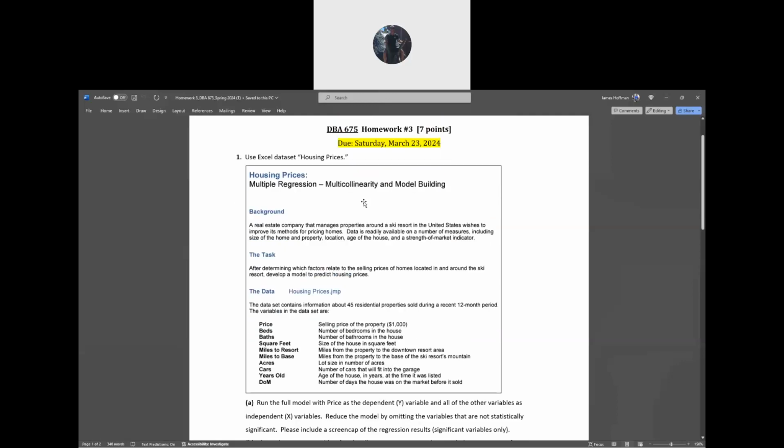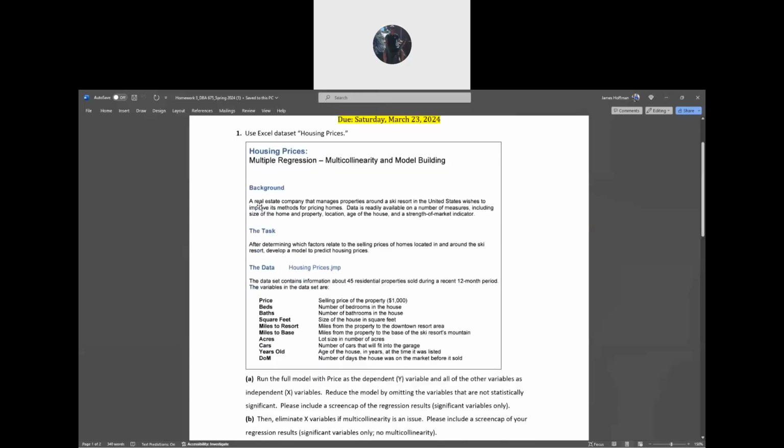So the first one, we're going to open up this housing prices data set. And the main thing here is to look at model reducing and multicollinearity, which is if the x variables are correlated with each other, you don't want to have that, otherwise the interpretation gets lost in the weeds.